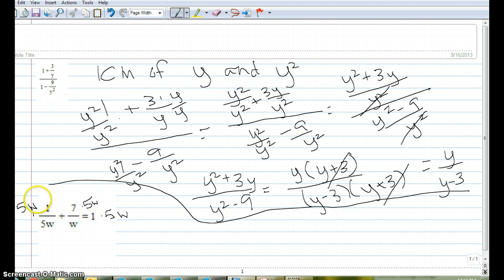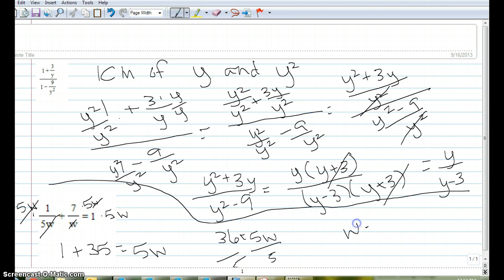So the first term, the 5w's cancel out, and we're left with 1. The second term, the w's cancel out, and we're left with 7 times 5, so that's 35. And then here we have 5w. So here we have 36 equals 5w. So we divide both sides by 5. And we're left with w equals 36 over 5.